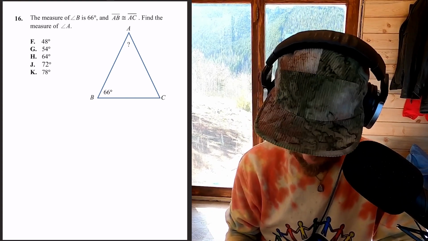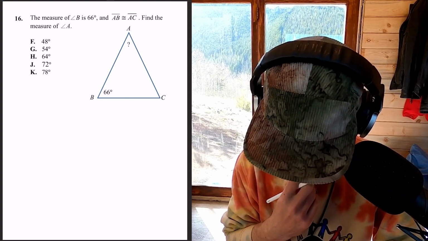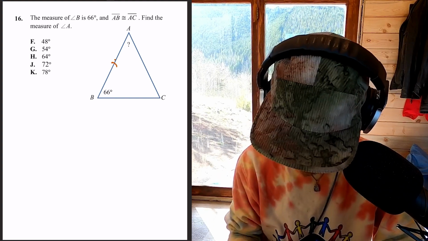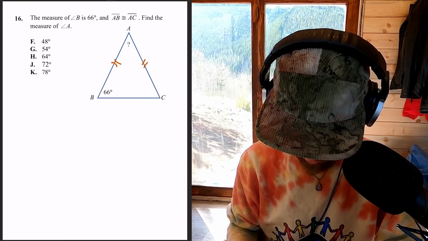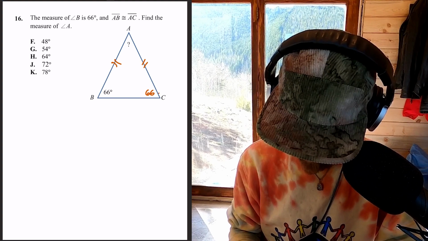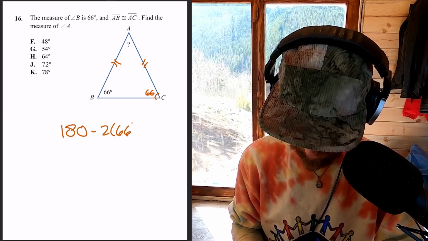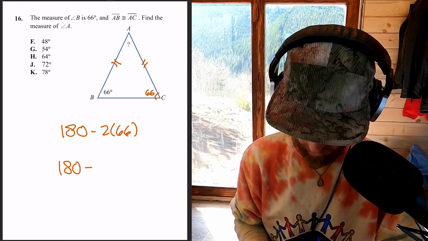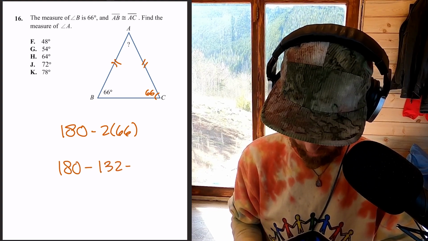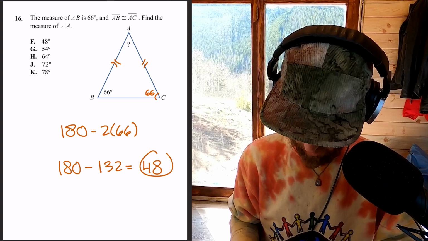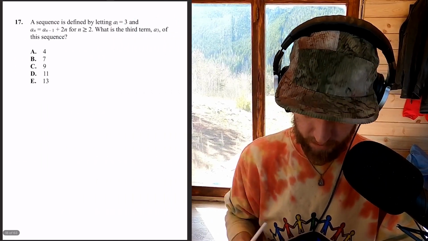The measure of angle B is 66 degrees. AB is congruent to AC. Okay, so these two things are congruent. Find the measure of A. So if that's 66, this is 66 because it's isosceles. 180 minus 2 times 66 is 180 minus 132, which is 48. 48 degrees. All right, now we're cruising.